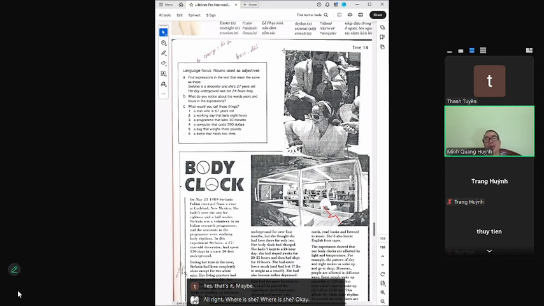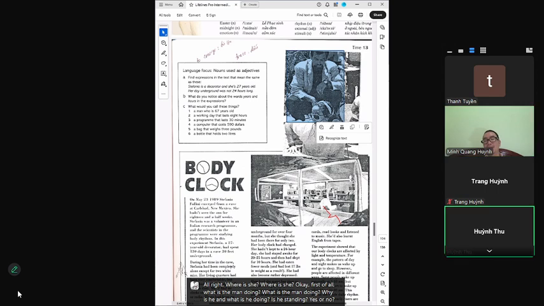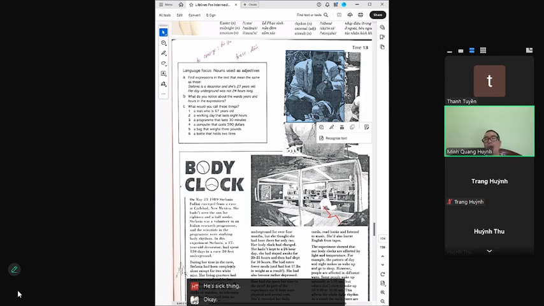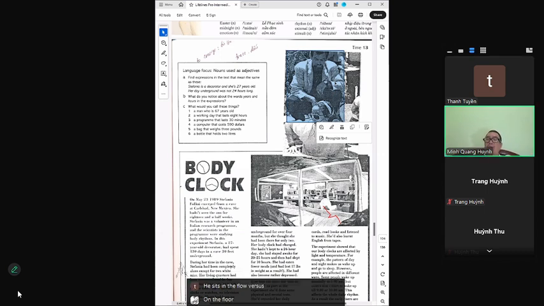Okay, first of all, what is the man doing? Where is he and what is he doing? Is he standing? Yes or no? No. He's sitting. Okay, he is sitting. Where is he sitting? He sits on the floor. On the floor, yes. On the floor, on the ground. Okay? He is sitting on the ground.